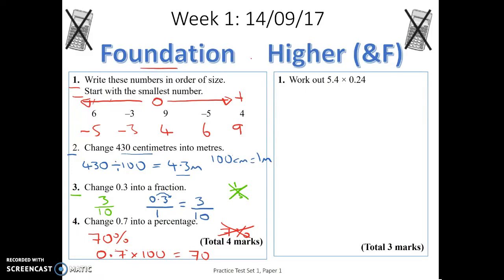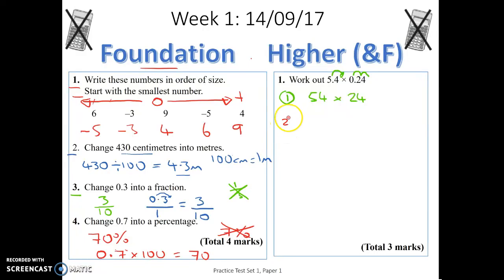Well, to do that, there are really 3 steps. The first step I would suggest you do is convert both of those numbers just to integers. So we'll change that 5.4 to 54, and we'll change that 0.24 to 24. Okay, now in order to do that, we've multiplied the 5.4 by 10, and we've multiplied the 0.24 by 100, but we can come back to that later. For now, just change them all to the simplest integer we can. So 54 times 24.